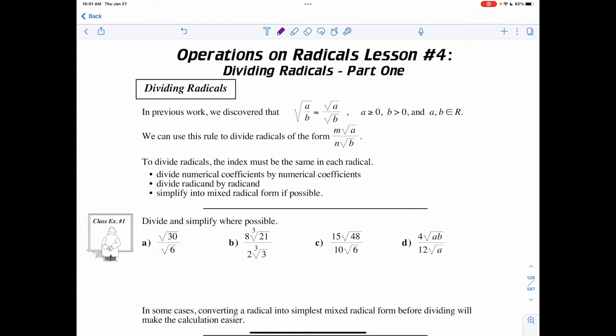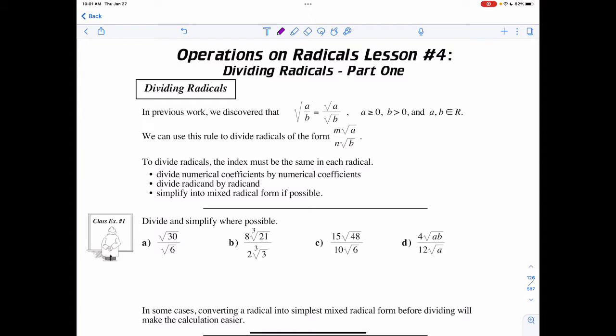All right, in this lesson, we're going to take a look at dividing radicals. Very similar to our rules and processes for multiplying radicals. The only addition that we're going to add is when you have fully simplified, you can't have a radical in the denominator. And we're going to get into that on the second page here.